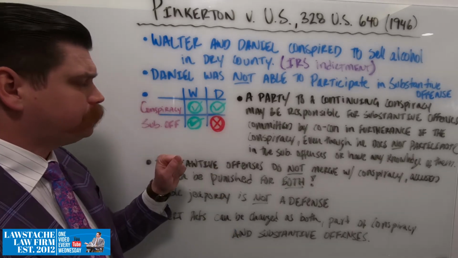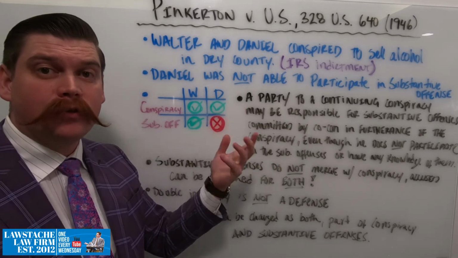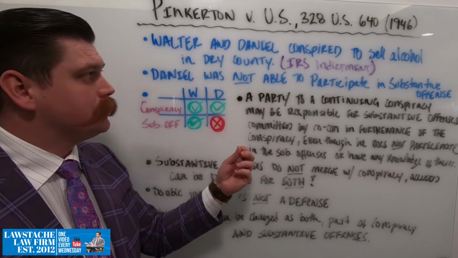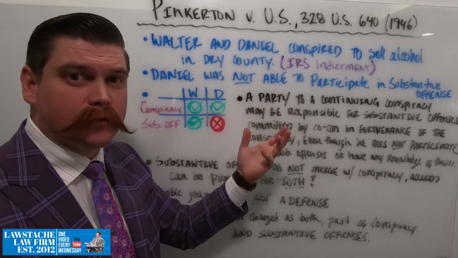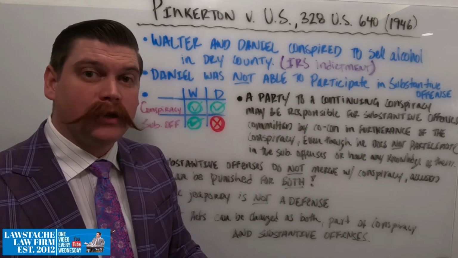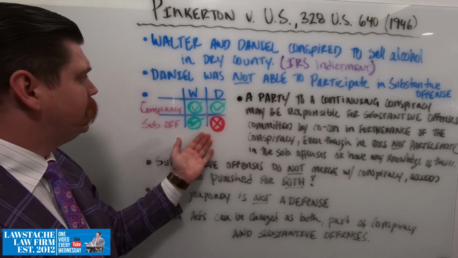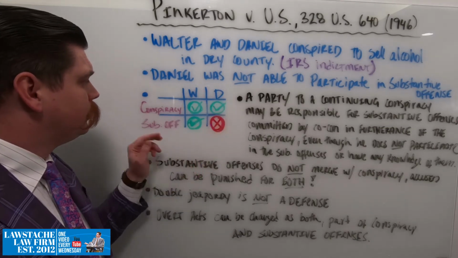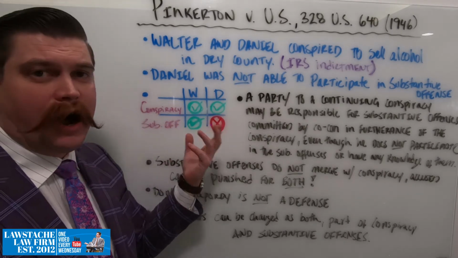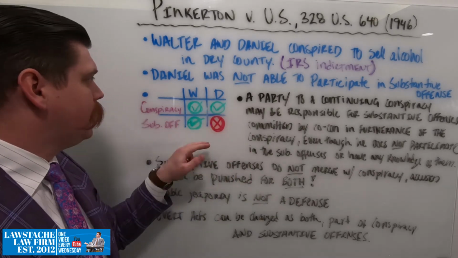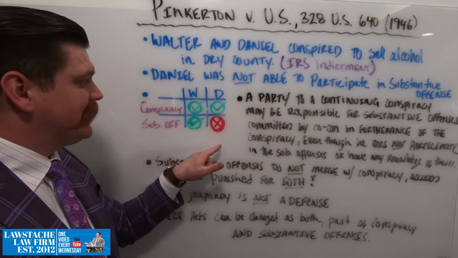During trial, the jury was instructed that Daniel can be held responsible for all the crimes that Walter committed while Daniel was in prison, any of those crimes that were in furtherance of a conspiracy. So I gave you this little chart here. This is Walter, this is Daniel. On the conspiracy charge, both Daniel and Walter obviously entered into a conspiracy, but only Walter was the one who committed substantive offenses. Daniel did not.